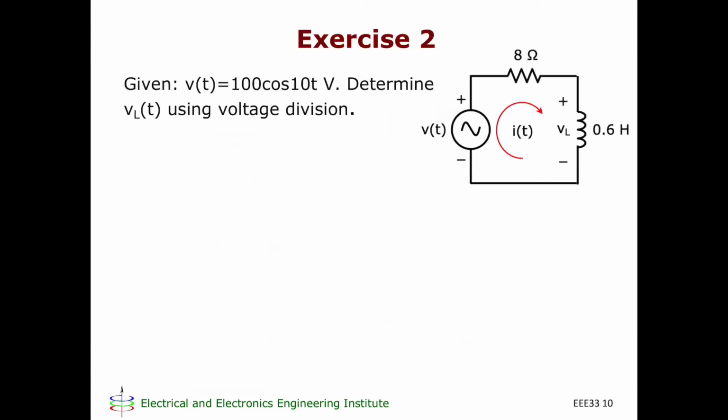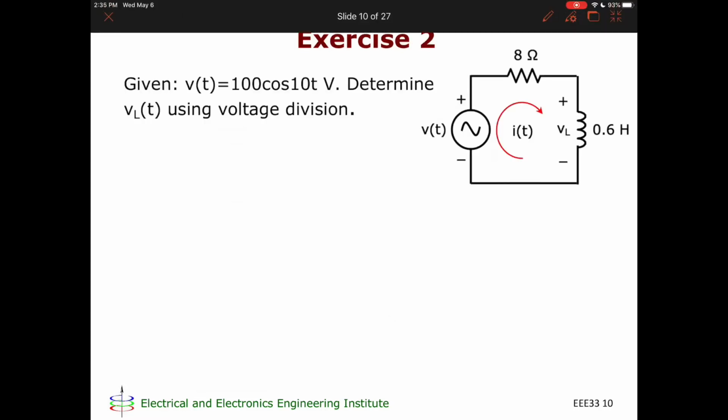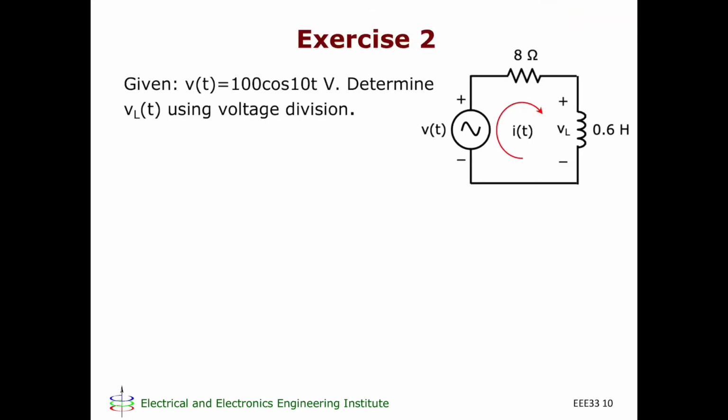Let's do a second example. This example was given in the previous module, although we want to try to solve this using a different technique now. So given vs(t) equal to 100 cosine 10t volts, determine vL(t) using voltage division.